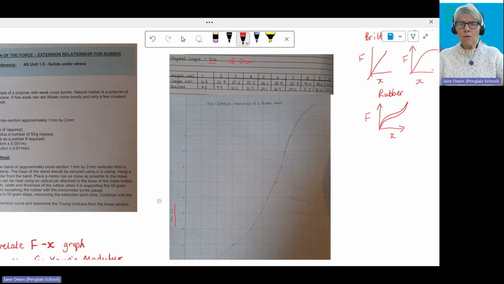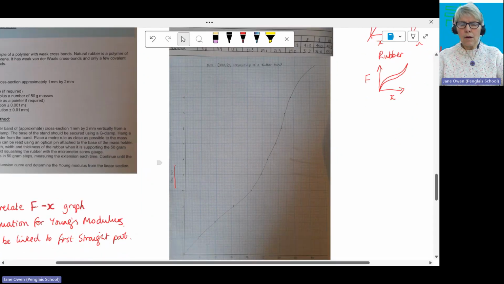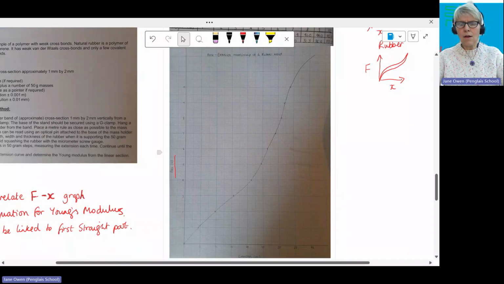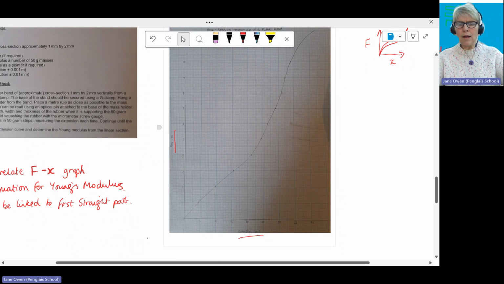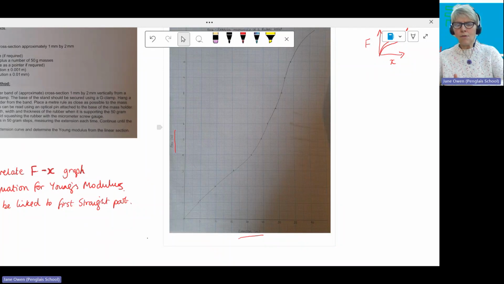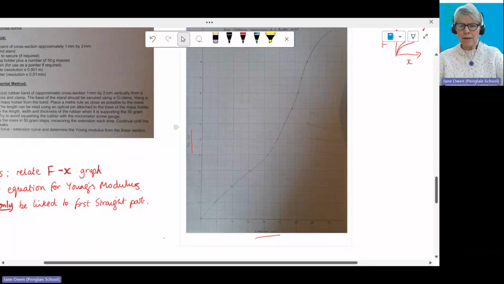And so if you don't do that, then you are going to have a graph that doesn't start at the origin. If you forget to take off the original length and you plot force against the length, then you don't start your graph until much later on, and it doesn't go through 0 for no load, no extension. So do make sure that you're plotting force against extension and not the length of the band.